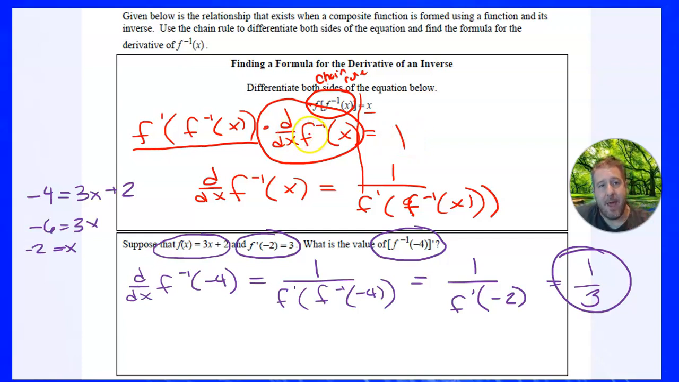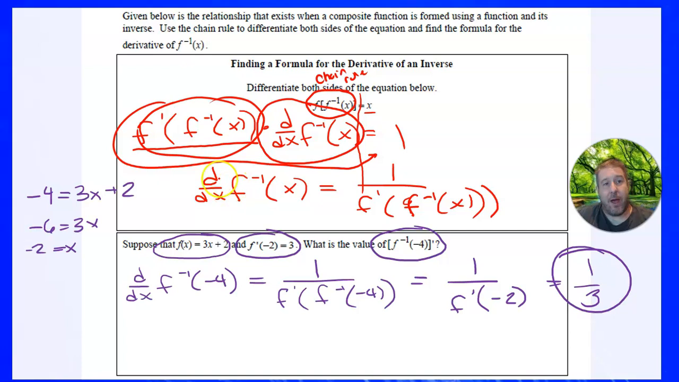Now, from here, since this is multiplication, I'm going to divide both sides by this. So you get 1 divided by this. In other words, I'm putting all of this on the other side. So I get the derivative of the inverse of f of x, f inverse of x. So the derivative of an inverse is 1 over f prime of f inverse of x.